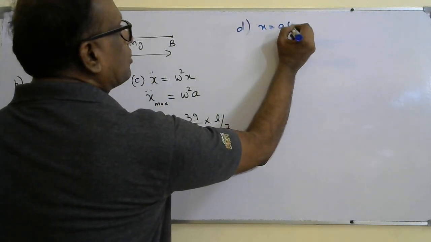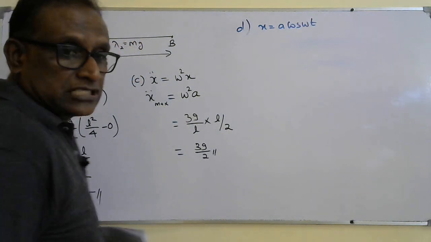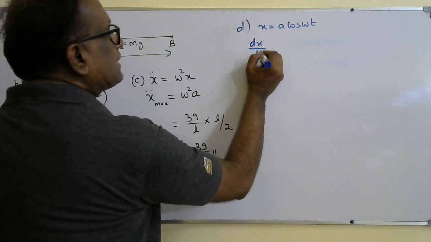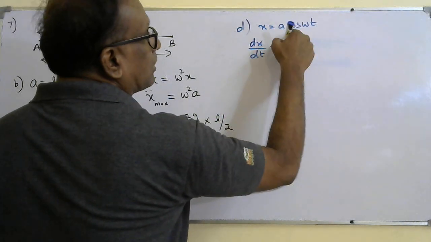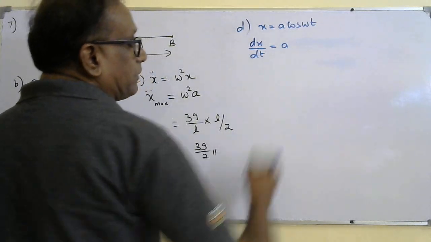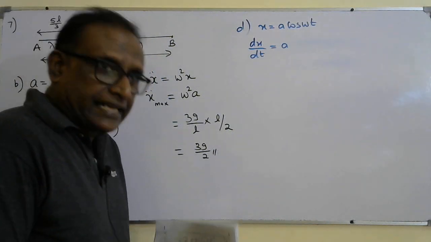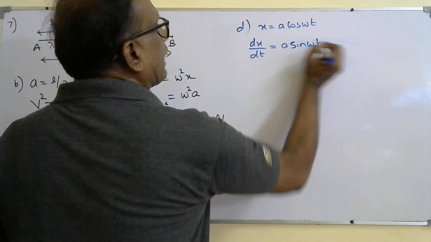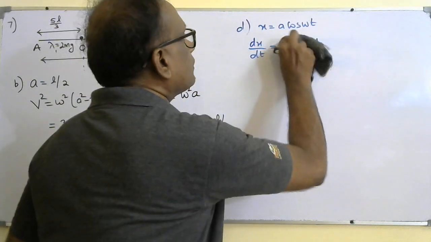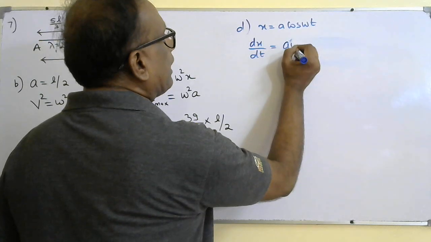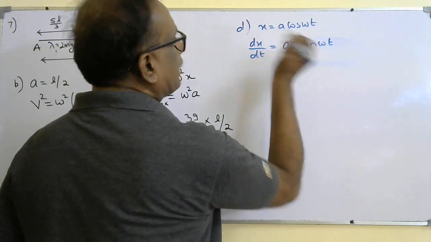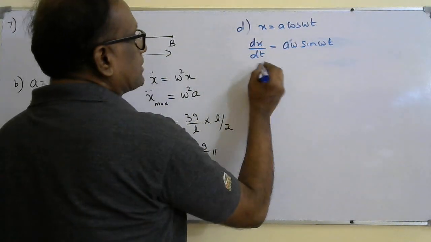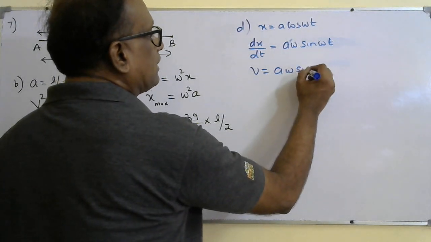x equals a cos omega t, but this is related to speed, so I need to differentiate this equation with respect to time. So dx over dt, if you differentiate a cos omega t, you get minus a omega sine omega t, but I don't need the minus sign because that shows the direction, so I'm dealing with only the expression. dx over dt is the speed. So v is equal to a omega sine omega t.